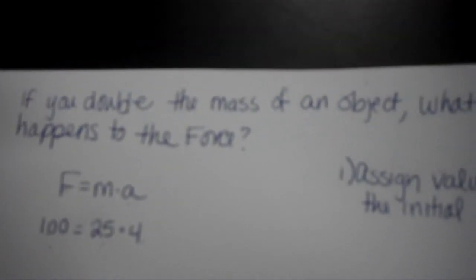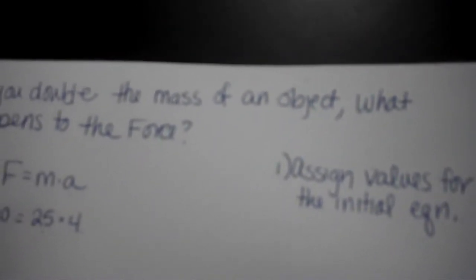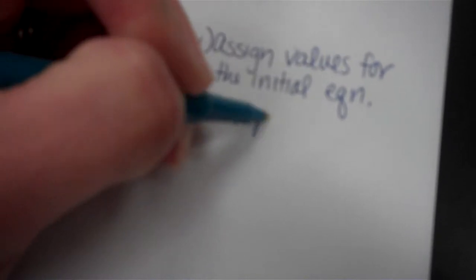So is everybody with me so far? We have a force of 100, a mass of 25, and an acceleration of 4 meters per second squared. Now, what it's saying is, if you double the mass, what happens to the force? So once we assign these values for the initial equation, the next thing we're going to do is manipulate the equation according to the directions.